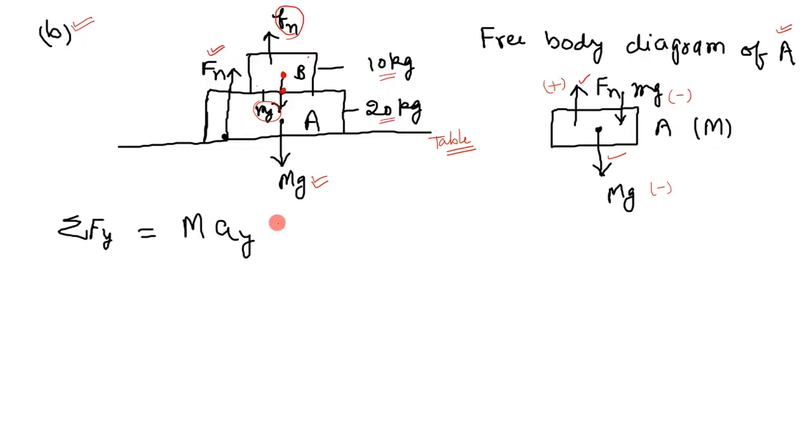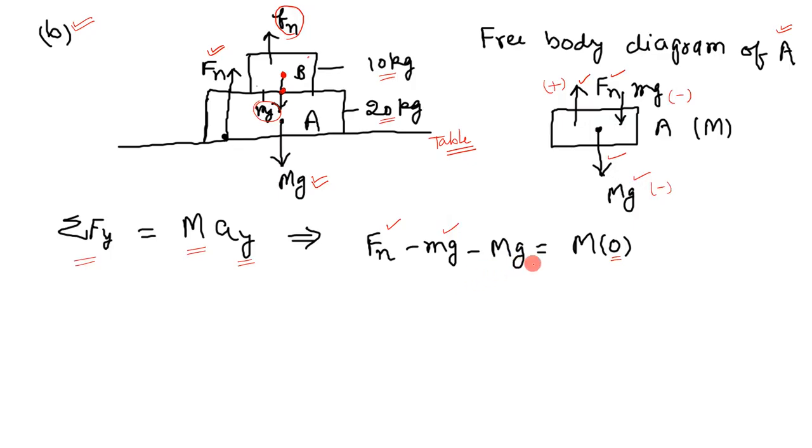Again, if we apply Newton's second law, sigma Fy is equal to capital M, which we are using right now in part B for the big box, so it will be capital M into Ay. Since again the block is at rest, Ay will again be 0. So sigma Fy will actually be three forces: Fn, which is positive, minus mg, and minus capital Mg. On solving these, we get Fn equal to small m plus capital M, times g.